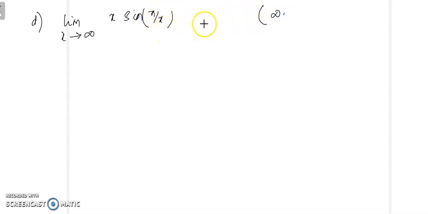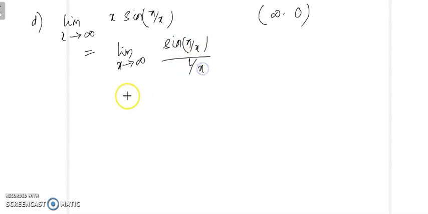And next is limit x tends to infinity x sine pi by x. Again this is infinity into, now pi by infinity is 0, so sine 0 is 0, so infinity into 0. So you can write it as sine pi by x by 1 by x.